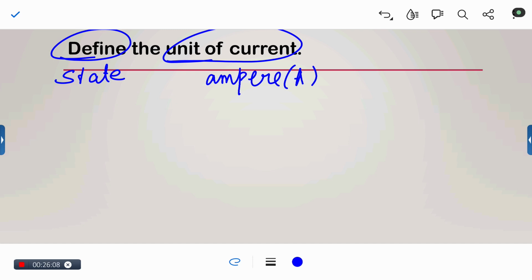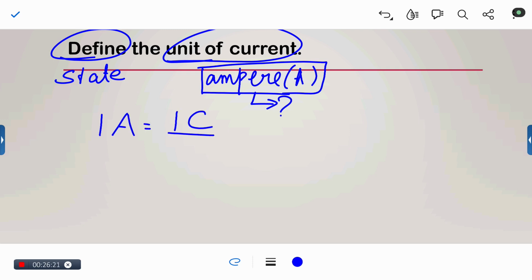By that time, we should not write this answer alone. This ampere we need to define. So how we are going to define 1 ampere? 1 ampere is defined as 1 coulomb of charge is flowing through the conductor in 1 second. So I will define 1 ampere. 1 ampere is defined as 1 coulomb of charge is flowing through the conductor in 1 second.